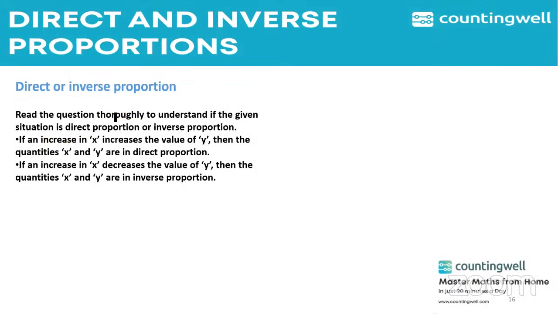Now you have to read the question thoroughly to understand if the given situation is direct or inverse proportion. So this is very important. If there is an increase in x and it results in an increase in the value of y, the quantities x and y are in direct proportion. Whereas if there is an increase in x but a decrease in the value of y, then the quantities are in inverse proportion.